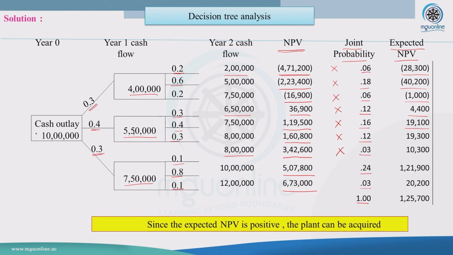3,42,600 into 0.03, 10,300. Then 5,07,800 into 0.24, 1,21,900. Then 6,73,000 into 0.03, 20,200. The total of expected net present value will be 1,25,700. So we can conclude that since the expected net present value is positive, the plan can be accepted.